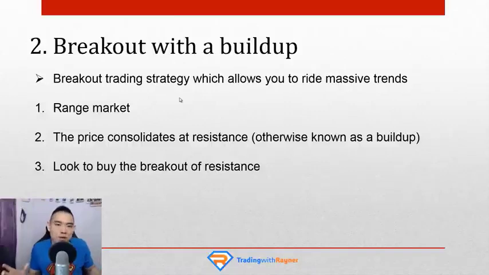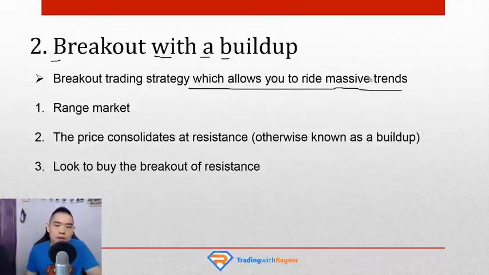The breakout with the build up. If you take the letters B, W, A, B, I call this the BWAP trading strategy. Let's say it together. The BWAP trading strategy. BWAP. This is simply a breakout trading strategy which allows you to ride massive trends because you are entering at the nascent stage of a new potential trend.